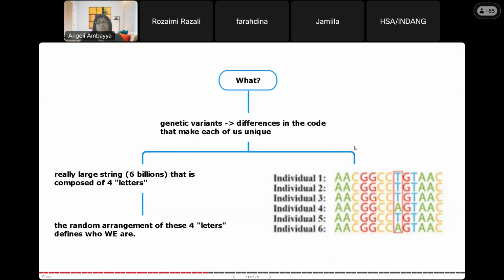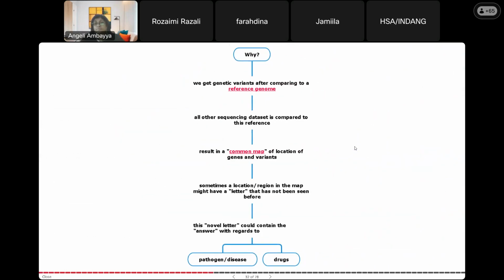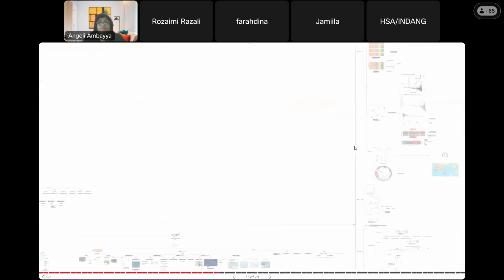And these letters are composed of 4 letters, or we call them nucleotides. The random arrangement of these nucleotides defines who we are. So why is it important to look for novel variants? The reason is that these novel variants could contain important answers with regards to drug interaction, or susceptibility to certain diseases or certain pathogens. That is the reason why we are looking at novel variants.